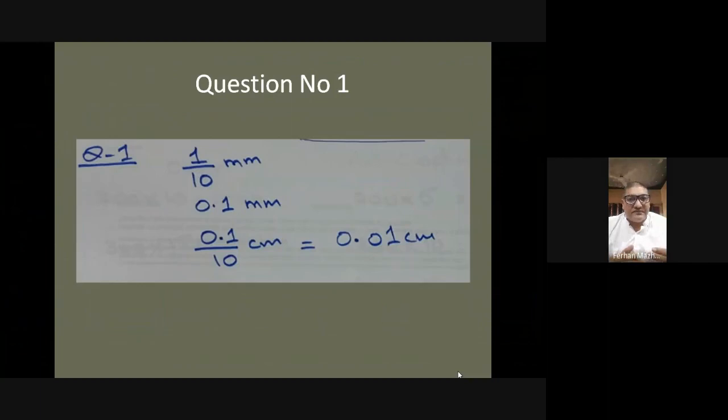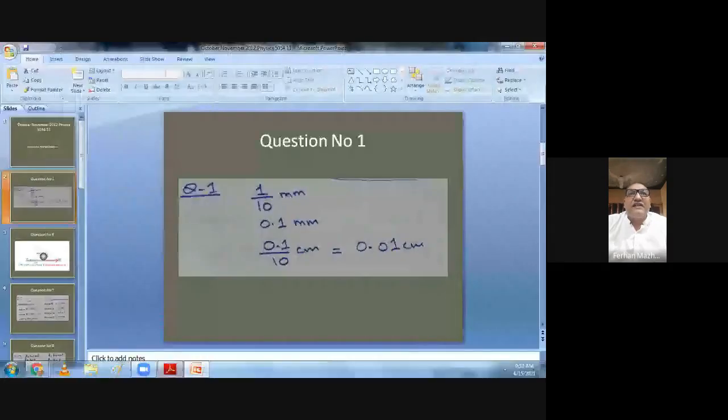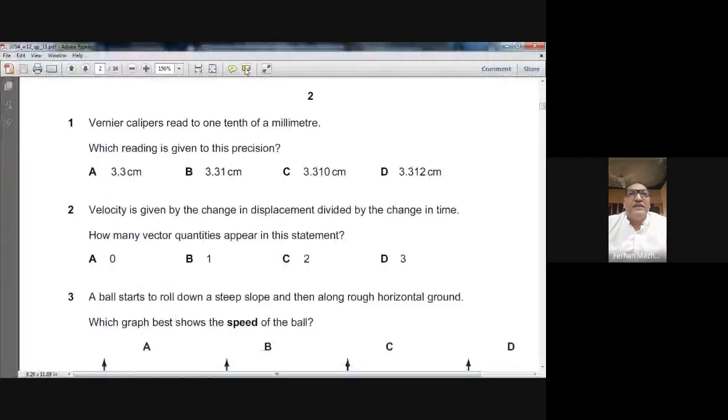So that measurement will be up to 1/10 of a millimeter, which in centimeters will have measurement up to 2 decimal places. So let's check what the options available are, after the decimal, two places. So here we go, B is the choice. Question number 1, B is the right choice.